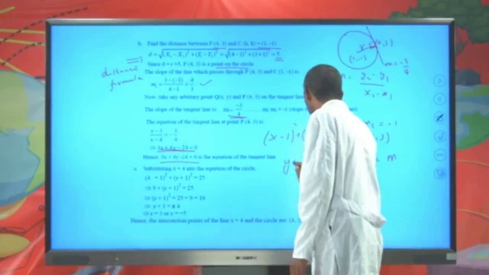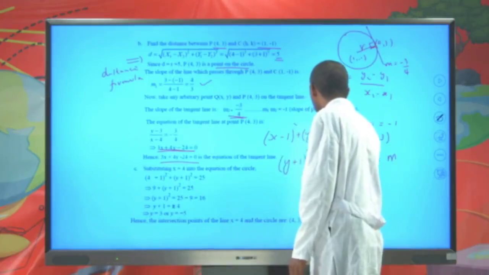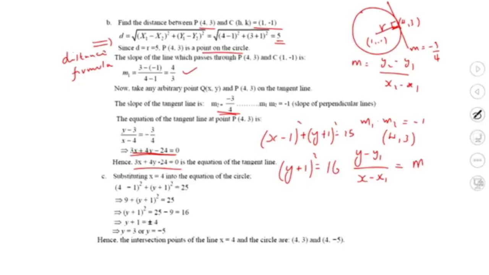If you simplify that, it gives you 9 plus (y plus 1) the whole square is equal to 25. Then subtract 9 on both sides. Then you will get (y plus 1) the whole square is equal to 16. In this case, what you have to do is take the square root. Do not forget to write y plus 1 is equal to plus or minus the square root of 16.